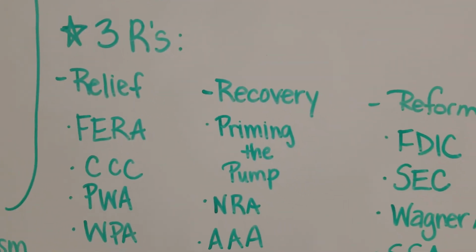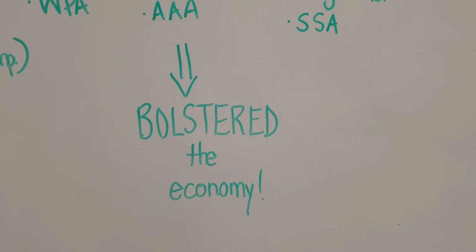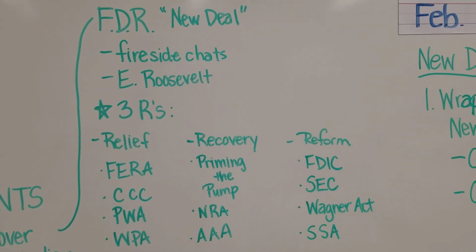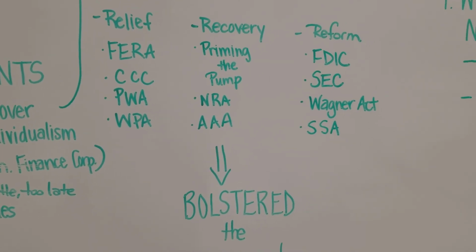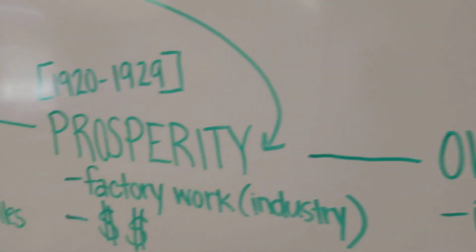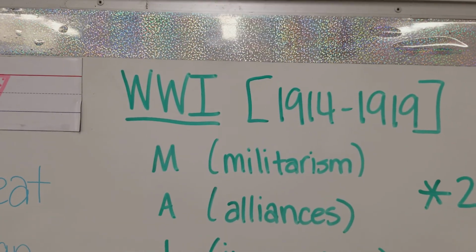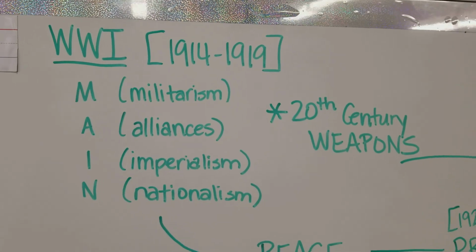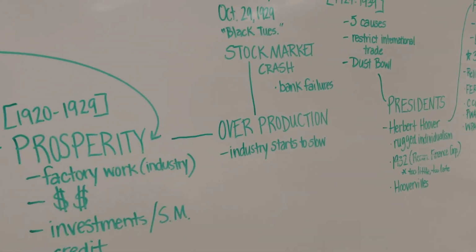All of these three R's contributed to bolstering the United States economy. I want you to understand that not everybody was in favor of the New Deal. And in fact, there were actually two, the New Deal and the Second New Deal. And all of these things went into trying to get the United States out of the Great Depression, which only happened after the initial prosperity of the 1920s, which happened as a direct result of World War I. So you've got to build all of the bridges and connect all of the dots so that you can fully understand how all of these things work together.